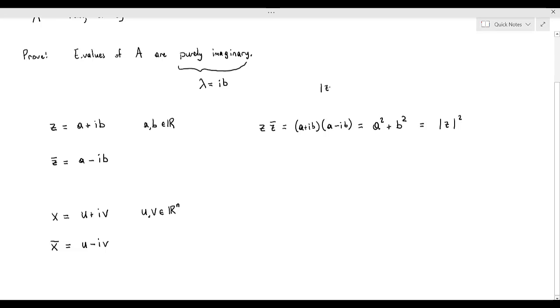So I guess real quickly, the magnitude of a complex number, if z is a plus ib, its magnitude is the square root of a squared plus b squared. Okay. So then z times its complex conjugate gives us its magnitude squared. All right. And there's something similar with complex vectors as well. So if I do x conjugate transpose times x.